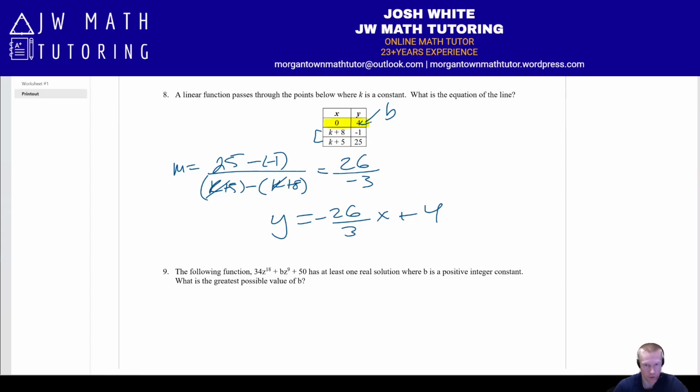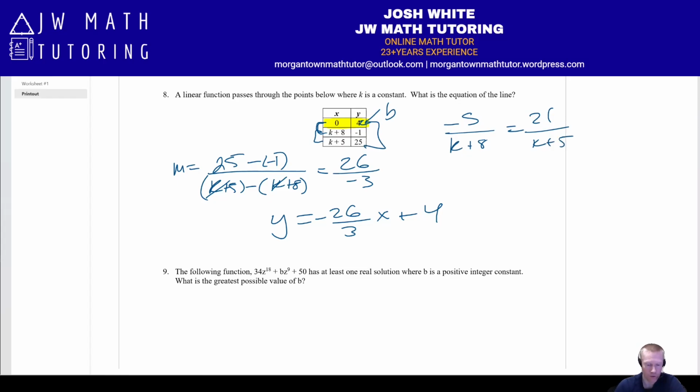An alternate way you could do this is you could technically set up 2 slope equations. If you wanted to solve for k, you could set up 2, but you don't have to do that. You could set up 2 slope equations with both these 2 points and these 2. For the top 2, it's going to be negative 5 over k plus 8, and for the other it's going to be 21 over k plus 5.